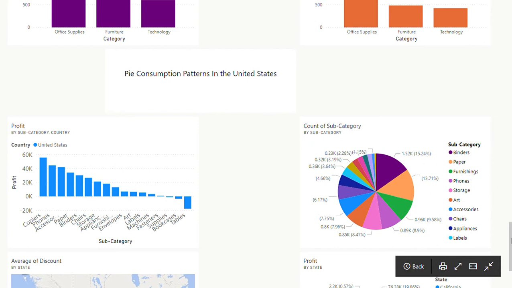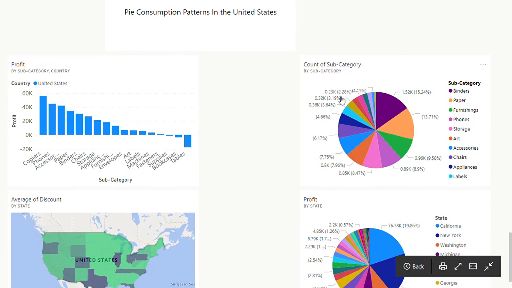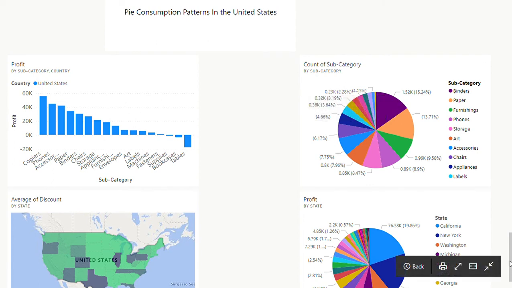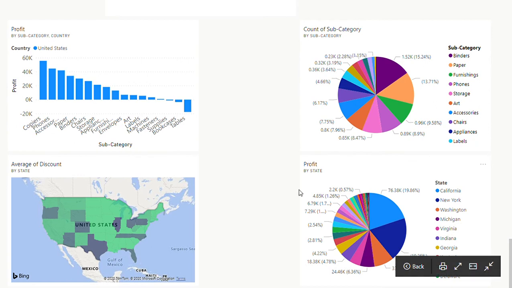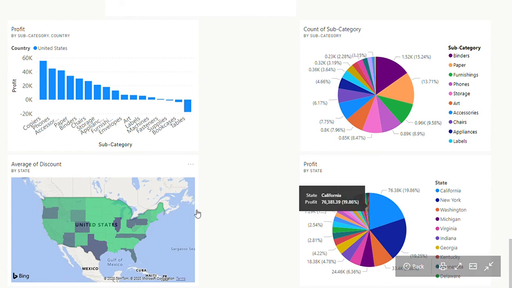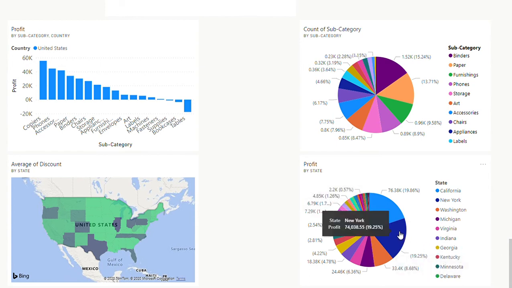Here the pie chart shows count of subcategory by category. Binder got maximum sales, and this second pie chart shows profit by state. In California we got a profit of 76,000, followed by New York with a profit of 74,000.